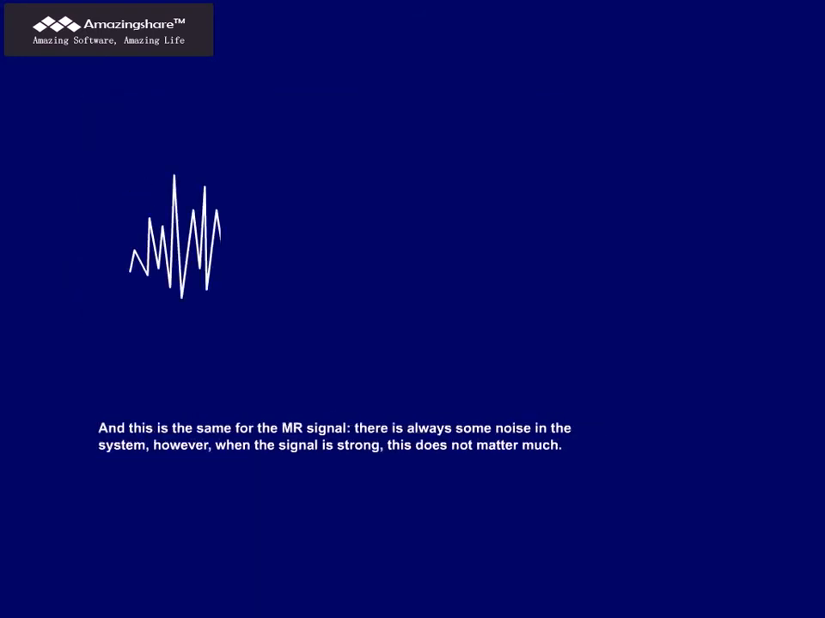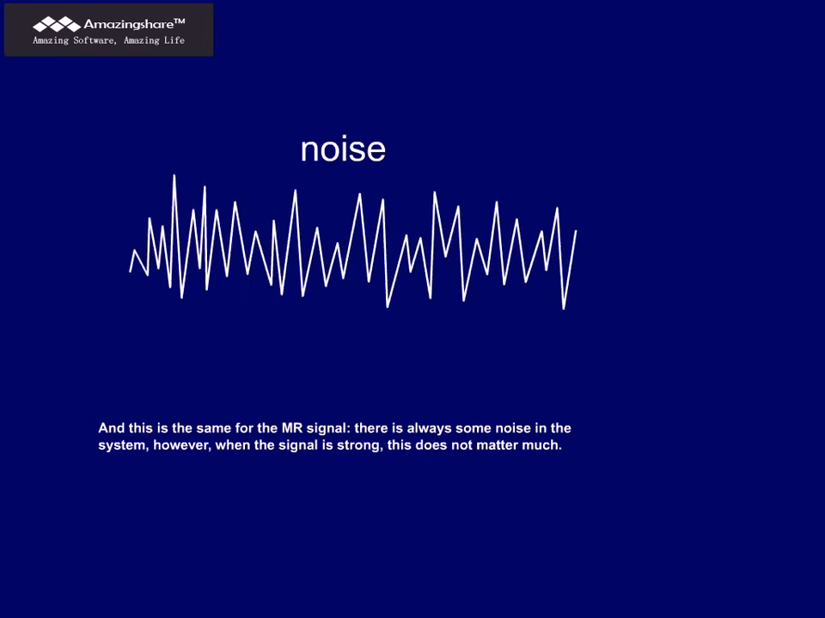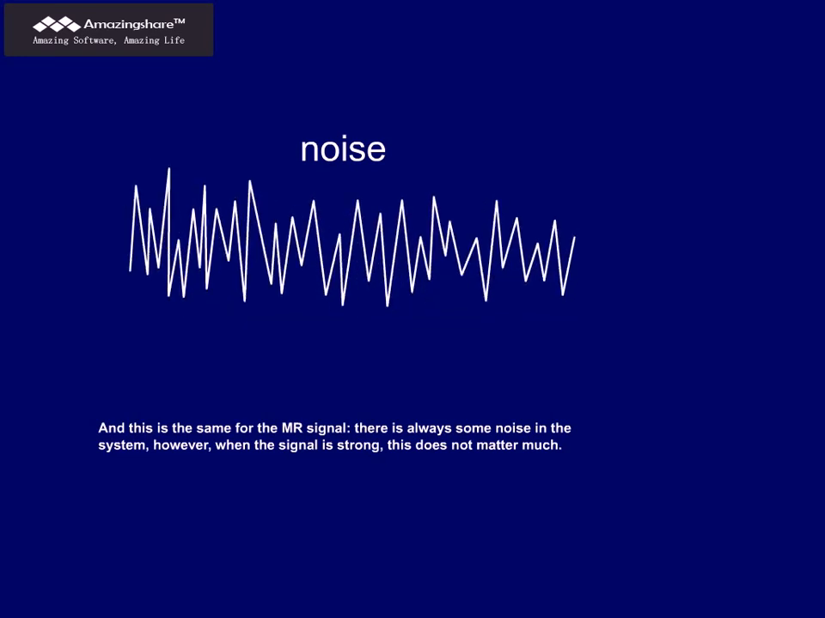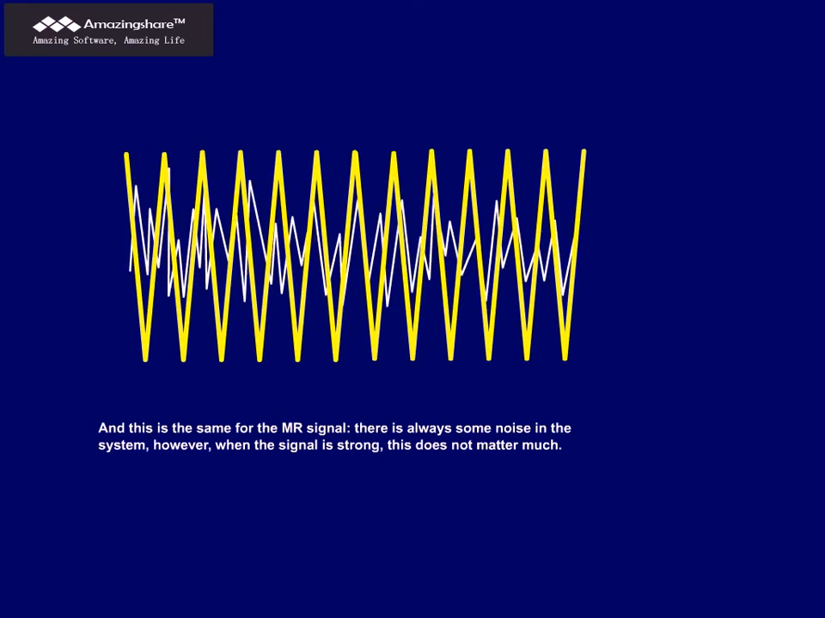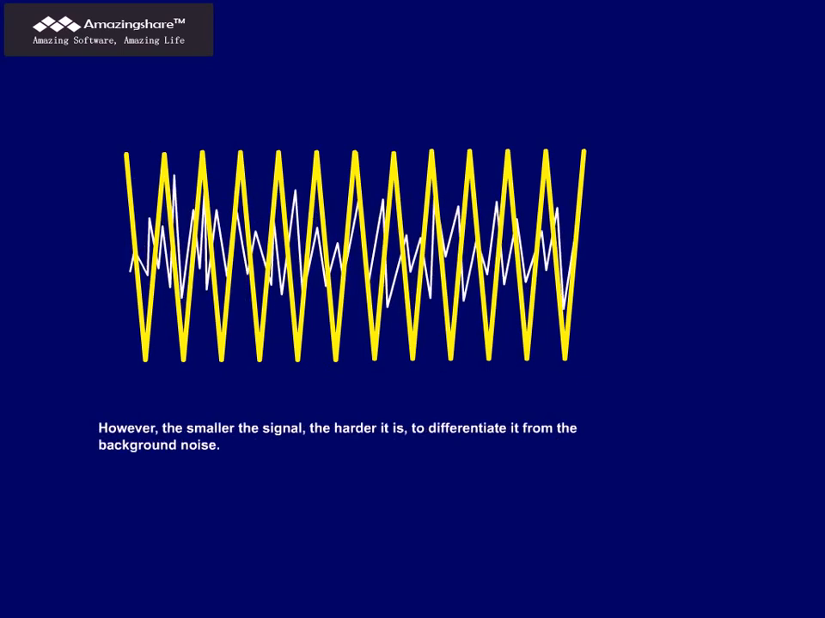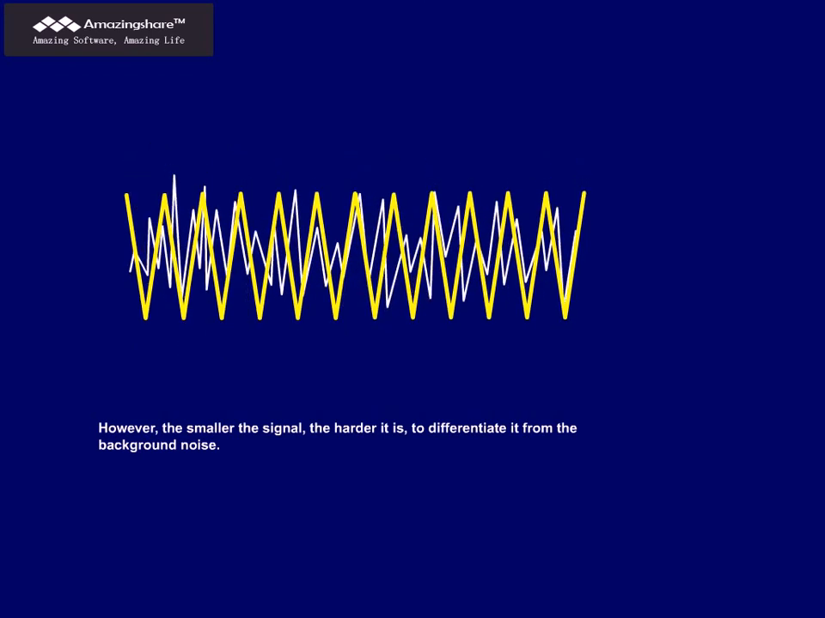And this is the same for the MR signal. There is always some noise in the system. However, when the signal is strong, this doesn't matter much. However, the smaller the signal, the harder it is to differentiate it from the background noise.